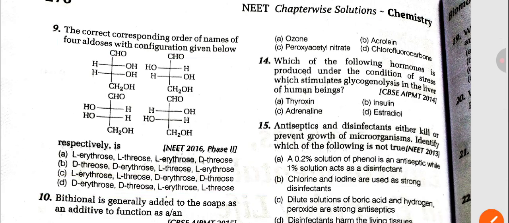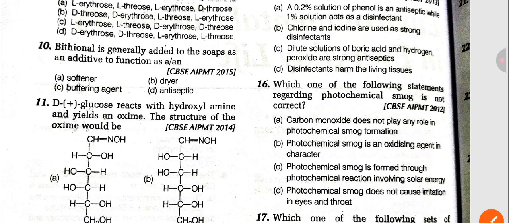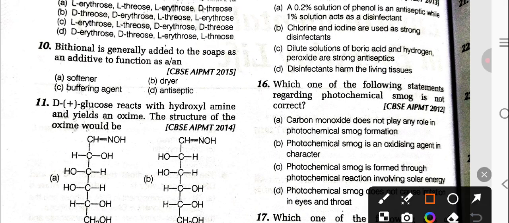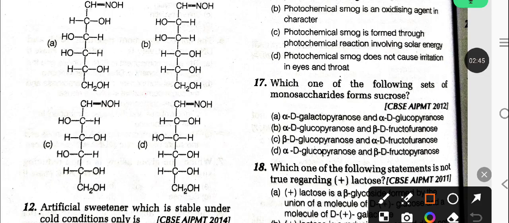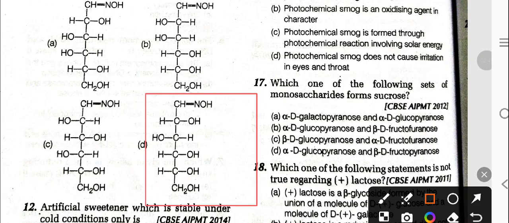Next question is, bithionol is generally added to the soaps as an additive to function as an, so it is an antiseptic. Option number D is the right answer. Next question, D-glucose reacts with hydroxylamine and yields an oxime. The structure of the oxime would be, so this one is the structure of the oxime formed. Option number D is the right answer.